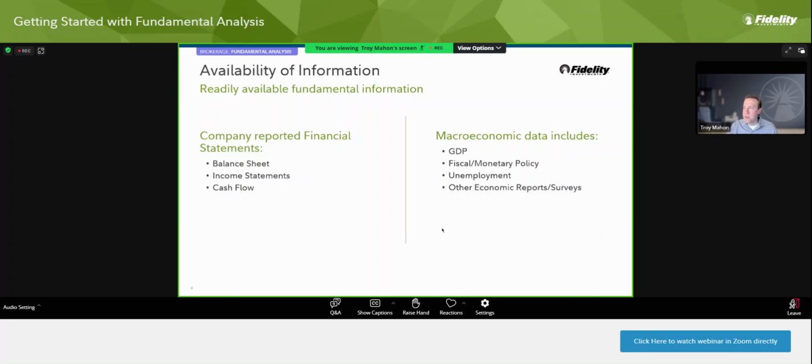The second area is more macroeconomic. So this is not company specific, it's big picture information. Think about GDP, think about the idea of fiscal and monetary policy, unemployment, and other economic reports and surveys. There might be a jobs report. There might be non-farm payrolls. You might see consumer confidence numbers, housing data, and that's going to kind of feed into what kind of an environment are we in? Is the consumer growing?